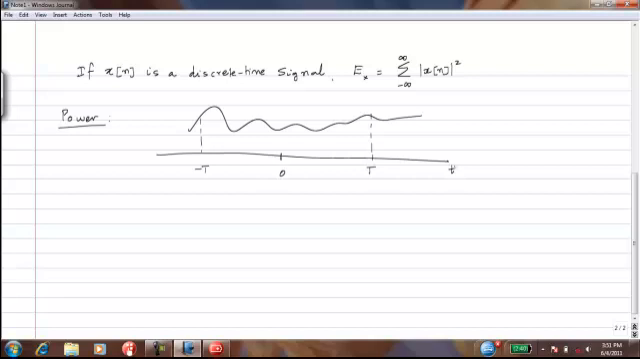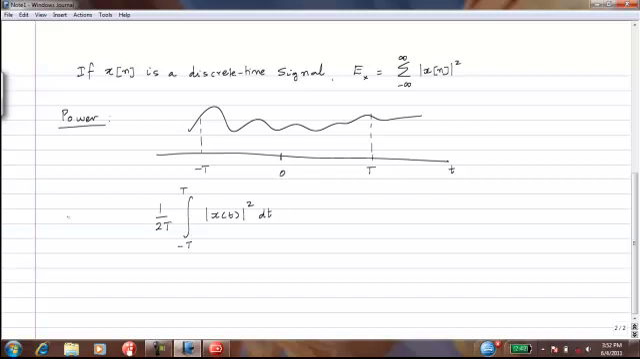We can compute the energy over this block, which will be the integral from minus T to plus T of magnitude of x of t squared dt. But I'm interested in the average of the power, right? So the average will be this multiplied by 1 over 2T. But notice that this quantity can change depending on how you pick your capital T.